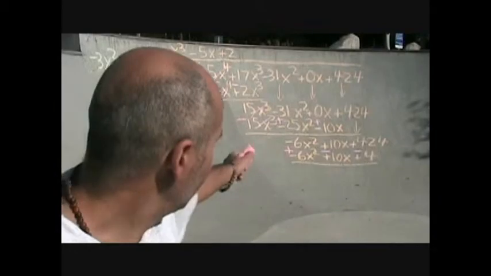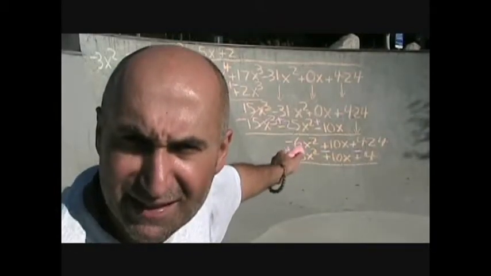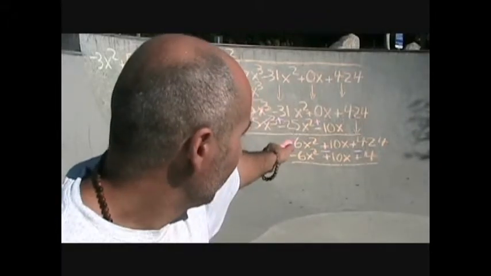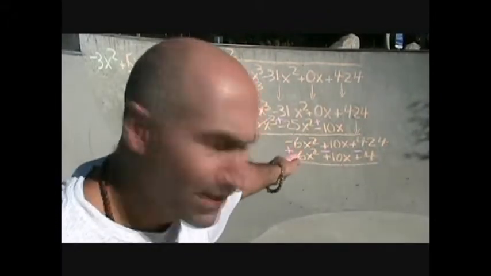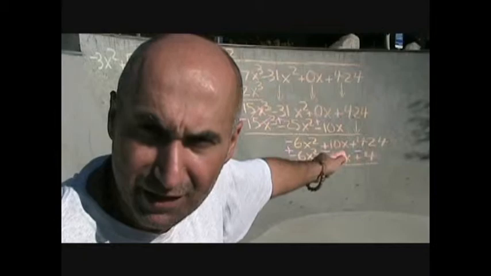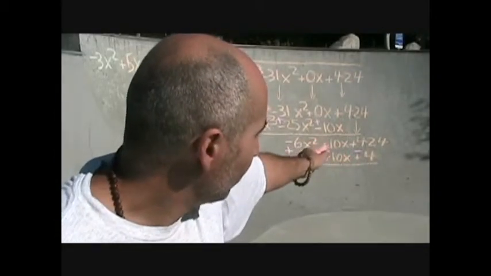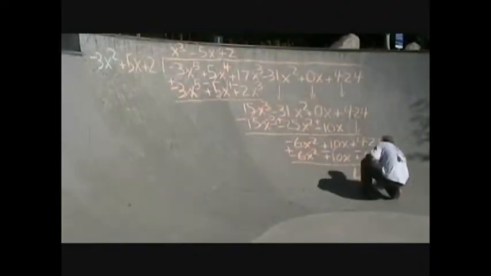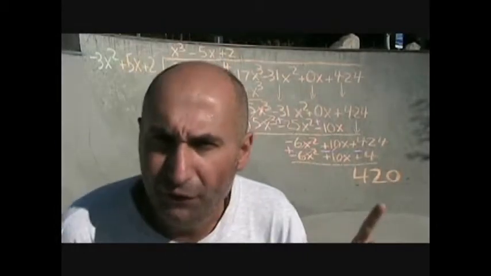So what do we got? We got negative 6x squared plus 6x squared. That's just going to kill each other. 10x minus 10x, those guys are going to kill each other, right? And we've got 424 minus 4. That's just going to be 420, right? So we're left with 420.